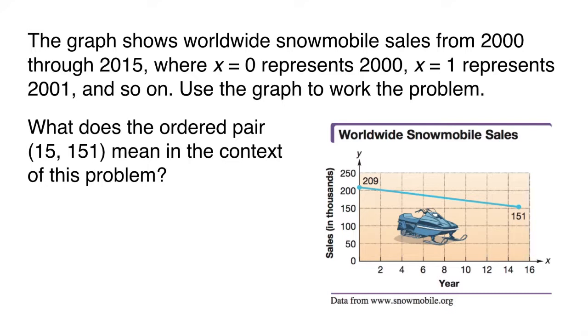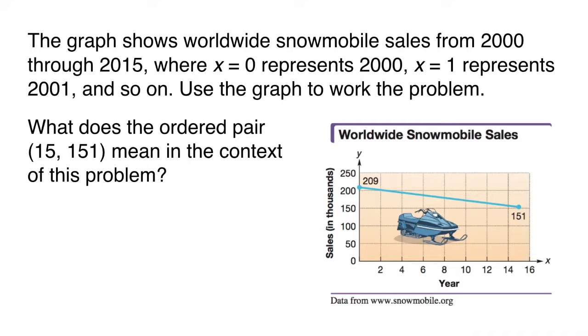On the graph, we have worldwide snowmobile sales, where year is on the x-axis from 0 to 16 in increments of 2. Sales in thousands is on the y-axis from 0 to 250 in increments of 50, and we have the ordered pairs (0, 209) and (15, 151) that are connected with a straight line.